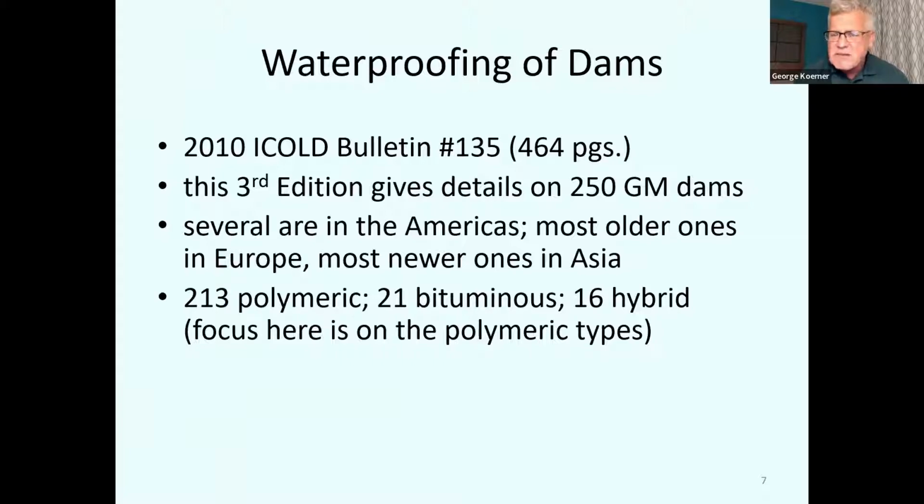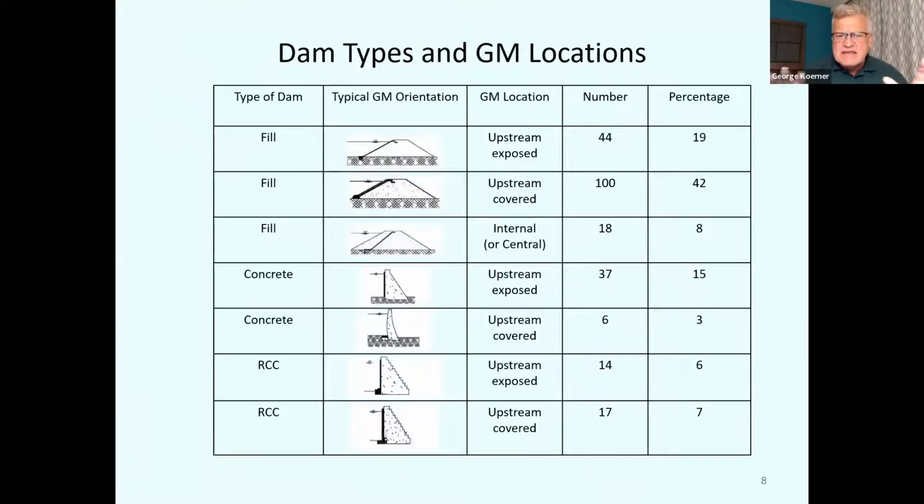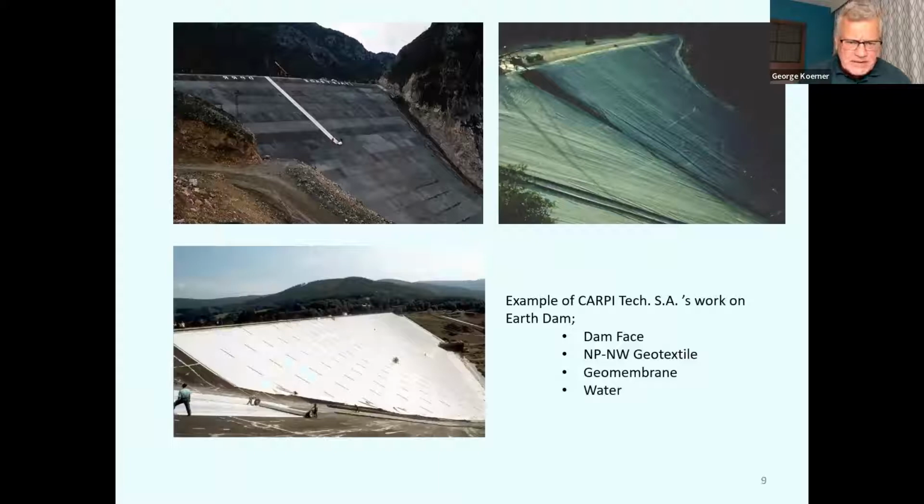Several are in the US, but most of the older ones are in Europe, and the newer ones are in Asia. Of those 250 dams, 213 have some sort of polymeric material, 21 bituminous, and the others are sort of hybrid systems. They cover in these sections 7 different orientations, particularly with the membrane barriers on them. The geomembrane can be on the upstream side. Rarely it's in the core wall, but then you see the number and percentages of the total in this particular table. I have to give a shout out to Carpi here. I'll do it several times, but it really has led the way in this work.